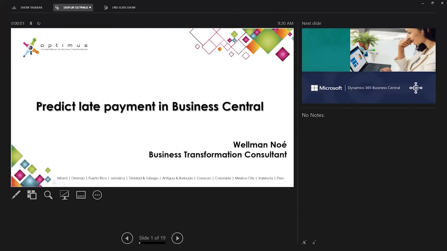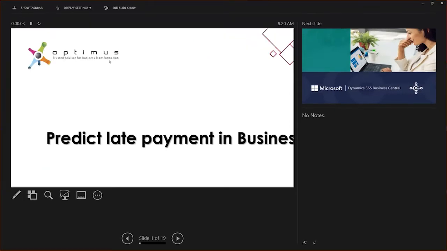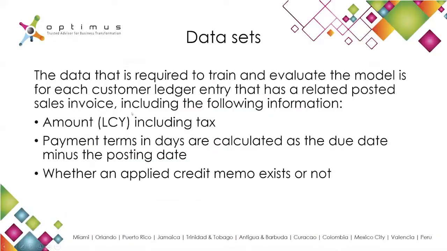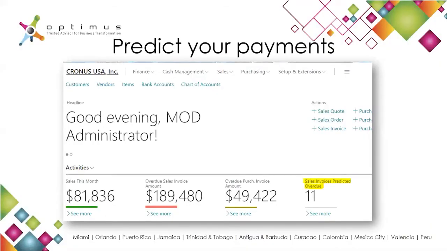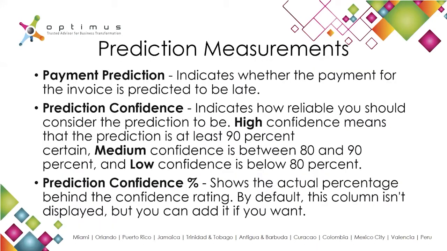So I would like now to come back to my presentation and continue explaining some basic concepts. In order to predict your payments, you're going to have a new KPI that we can locate in any of your screens coming from Cortana, called Sales Invoice Predicted Overdue. So you have it, and then you have these measurements: the payment prediction, the confidence, and the confidence in percentage.